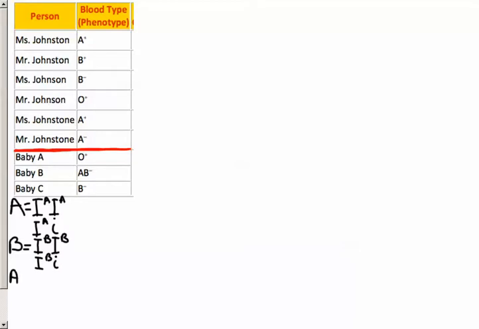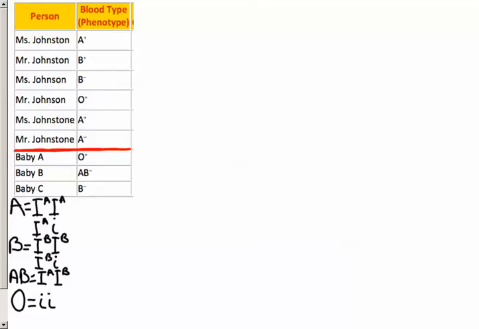Blood type AB is an example of codominance, so it has to have I A and I B. For codominance, both blood types, or alleles A and B, will be expressed. So then for blood type O, this has to have the genotype little i, little i, which are the two recessive alleles.